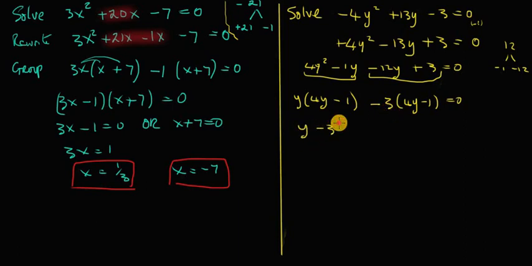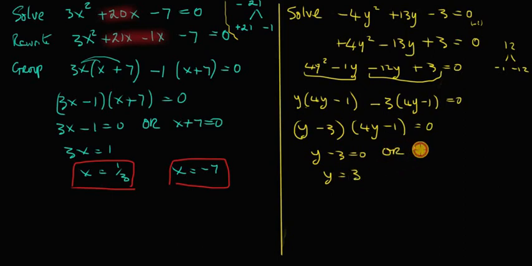Now, y minus 3, which are these two, multiplied by 4y minus 1 is equal to 0. And that means I get y minus 3 is equal to 0, which means y is equal to plus 3. Or I'm going to get 4y minus 1 is equal to 0, that means that 4y is equal to plus 1, and y is equal to a quarter.